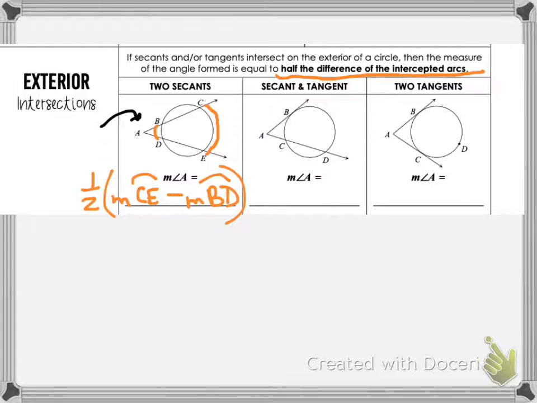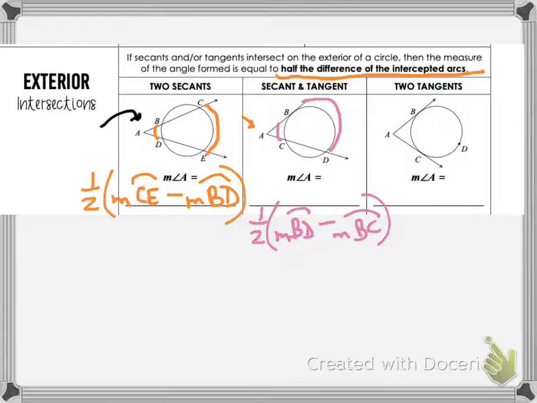In the second example, we have a tangent and a secant intersecting, again, outside of the circle. And the intercepted arcs in this picture would be, let's change colors, BD and BC. So the measure of angle A in this drawing would be 1/2 the measure of arc BD minus the measure of arc BC.